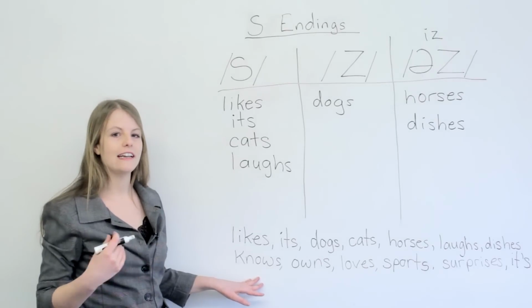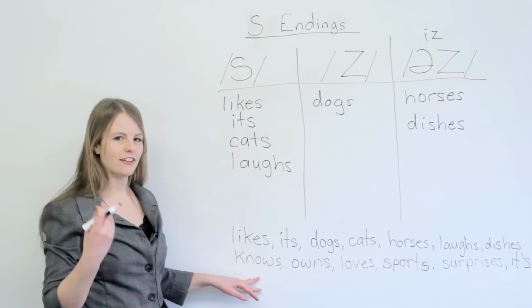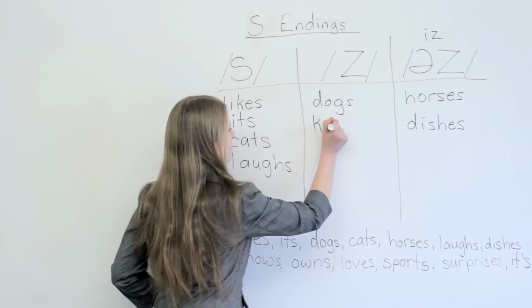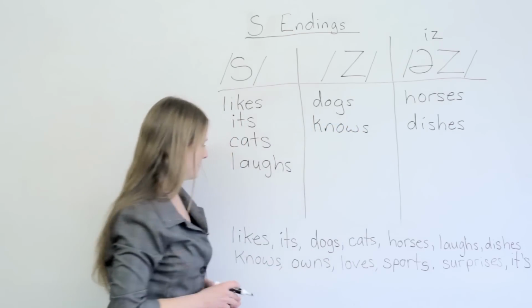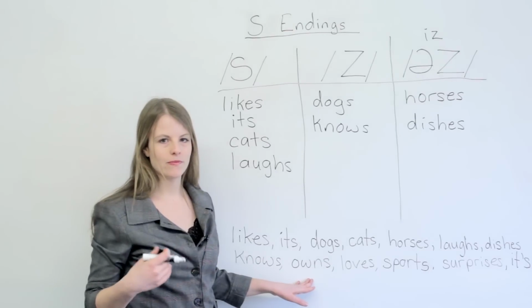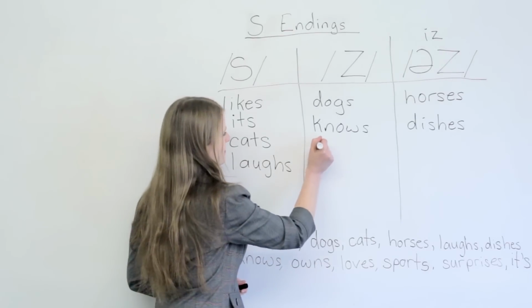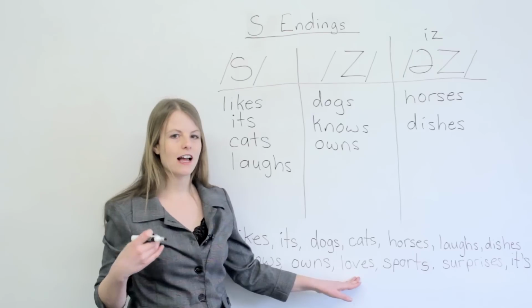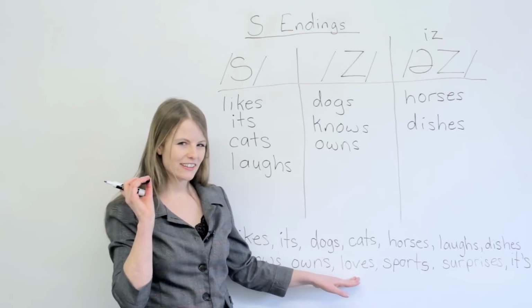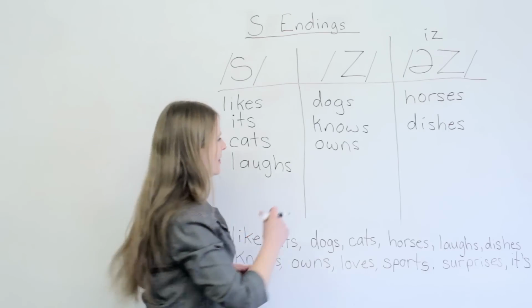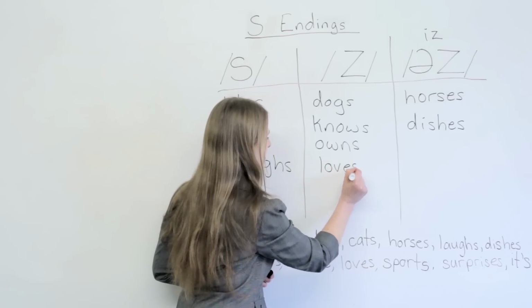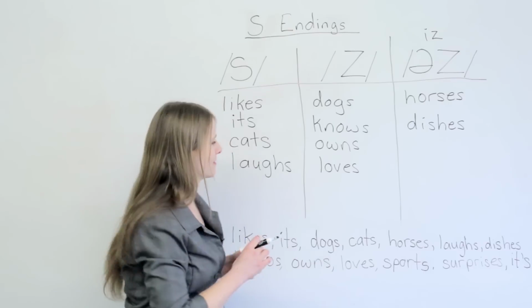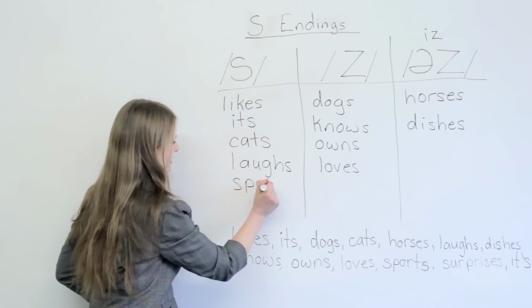Knows. He knows. So did you hear an S sound or a Z sound? It's a Z sound. Knows. Owns. Owns. Loves. Loves. Again, I know it's difficult maybe to hear, but there's a Z sound at the end. Loves. Sports. Sports. It's an S sound. Sports.